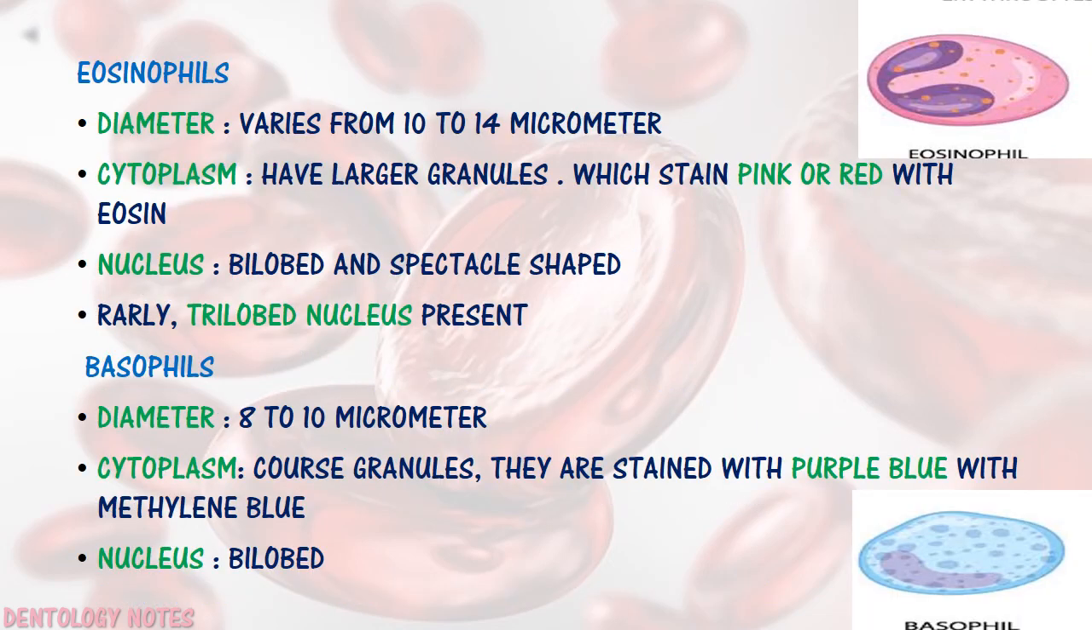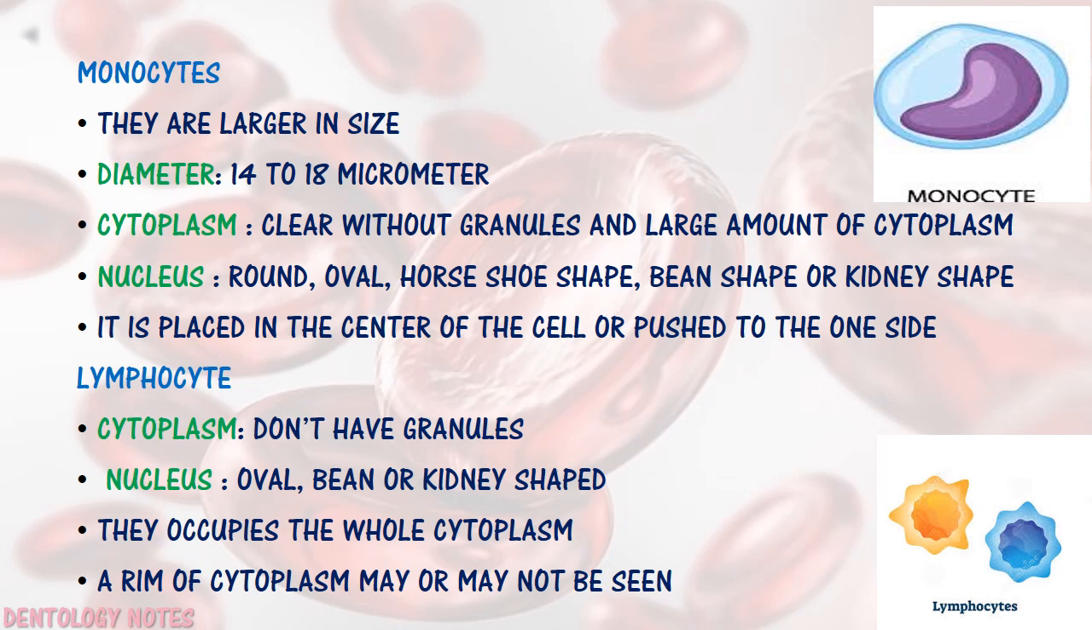Eosinophils. Diameter varies from 10 to 14 micrometer. Cytoplasm has larger granules, which stain pink or red with eosin. Nucleus bilobed and spectacle shaped. Rarely trilobed nucleus present. Basophils. Diameter 8 to 10 micrometer. Cytoplasm has coarse granules. They are stained purple blue with methylene blue. Nucleus bilobed.